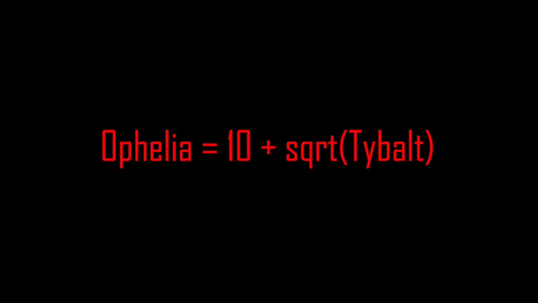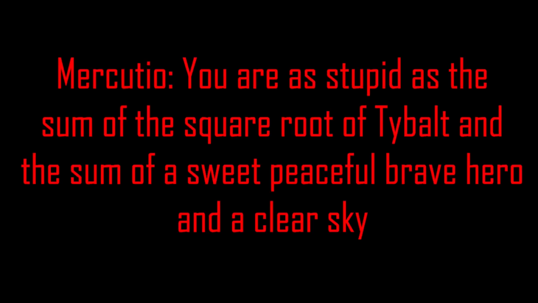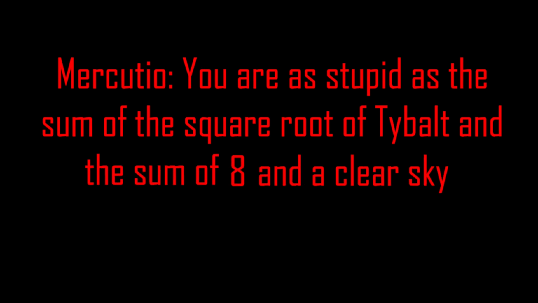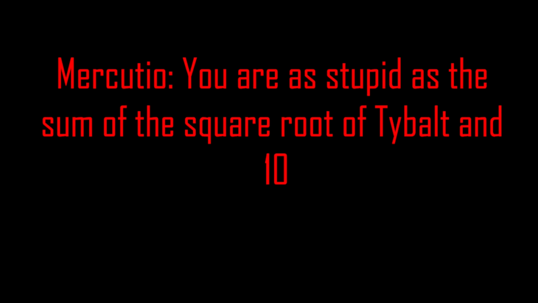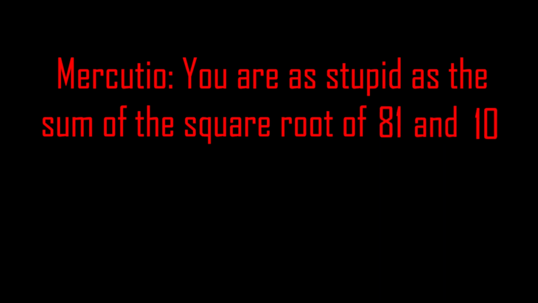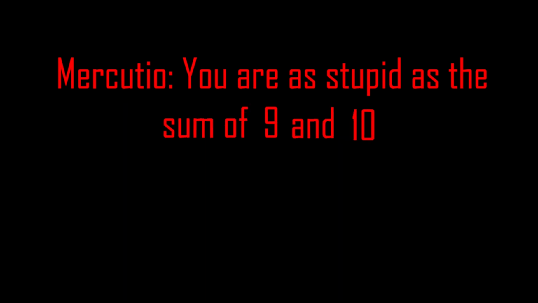So if, for example, you wanted to assign a value to Ophelia that was 10 more than the square root of Tybalt, you could have Mercutio say, "You are as stupid as the sum of the square root of Tybalt and the sum of a sweet, peaceful, brave hero and a clear sky." A sweet, peaceful, brave hero would evaluate to 8, and a clear sky would evaluate to 2. The sum of these would evaluate to 10. So if Tybalt held the value 81, then the square root of him would be 9, and 9 plus 10 of course evaluates to 19.